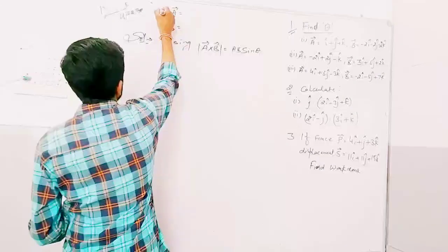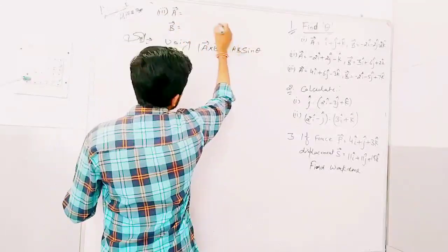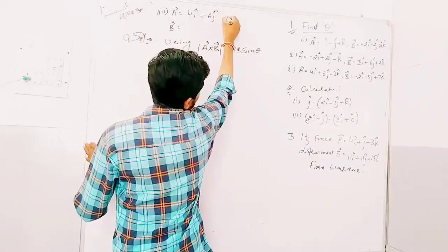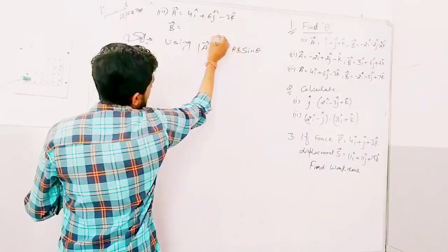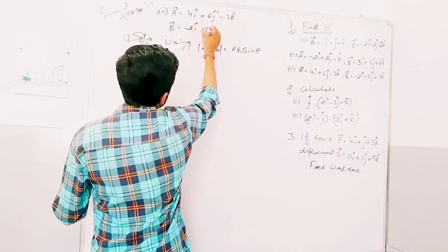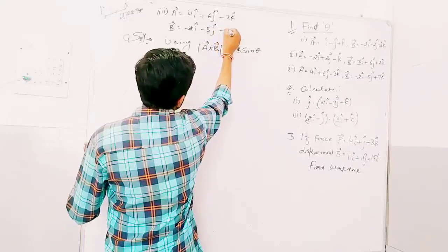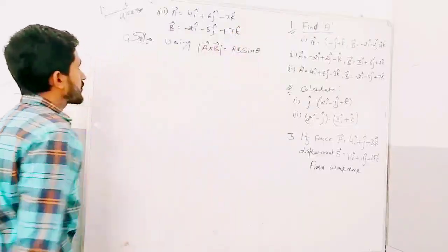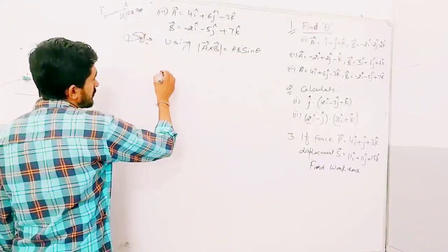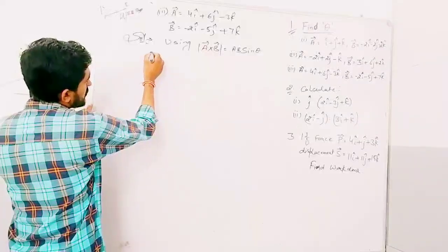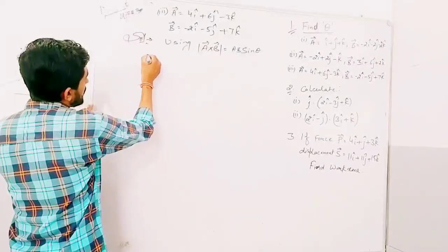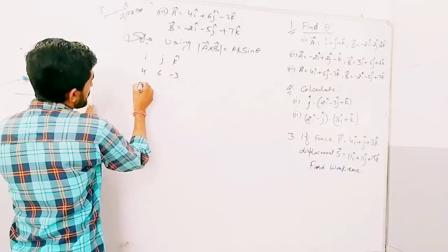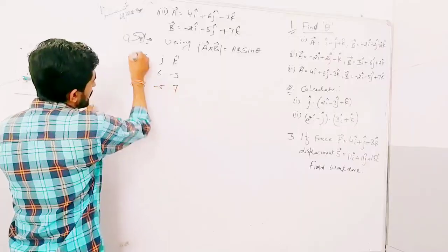Third part is giving me a vector 4i cap, 6j cap, minus 3k cap, and b vector is minus 2i cap, minus 5j cap plus 7k cap. Okay, now again apply this cross product, a cross b: i j k, 4 6 minus 3 and minus 2 minus 5 7.